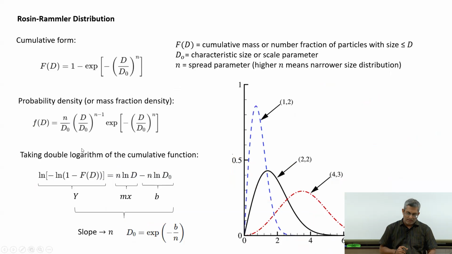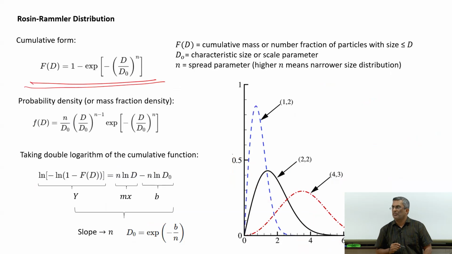Okay, so the next distribution is called the Rosin-Rammler distribution. In this case, the cumulative form is expressed like this. This is the cumulative form, and there is a reason why we are starting with the cumulative form. Actually, when it was proposed, only the cumulative form was proposed. So what is meant by the cumulative form? Here we are considering the fraction of particles which are less than a particular size. Okay, so in earlier times this was used to prescribe the particle size distribution for coal particles.